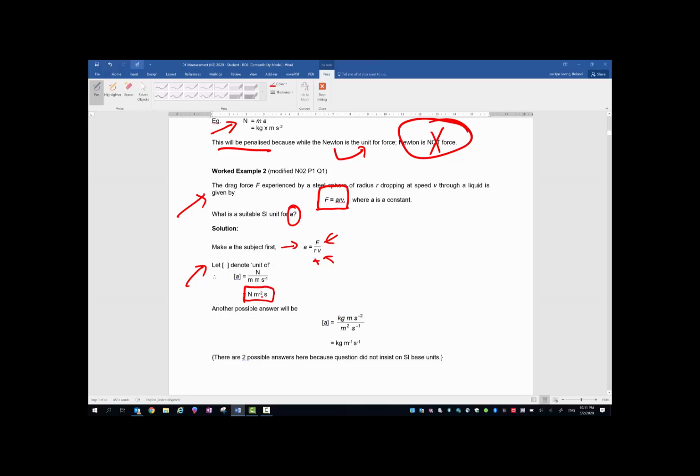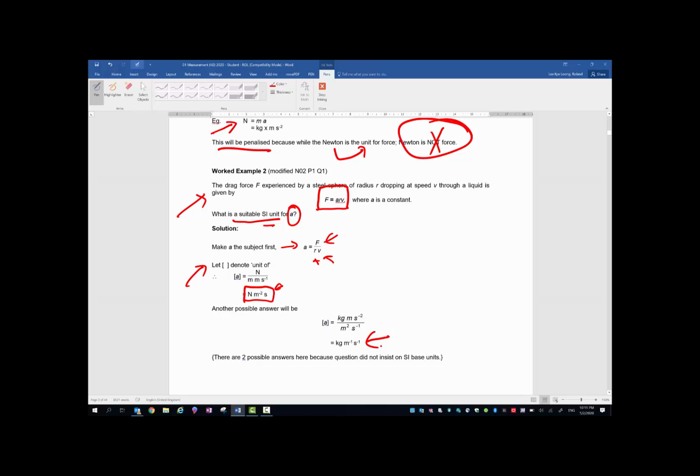Okay, look back at the question. They say, what is a suitable SI unit? They did not mention the word base unit. Okay, but if the word base unit had been there, okay, if they say what is a suitable SI base unit, then this answer would not have been acceptable because Newton is a derived unit. So the possible answer would be this: instead of Newton, you put kilogram meters per second square, and the whole thing becomes that.